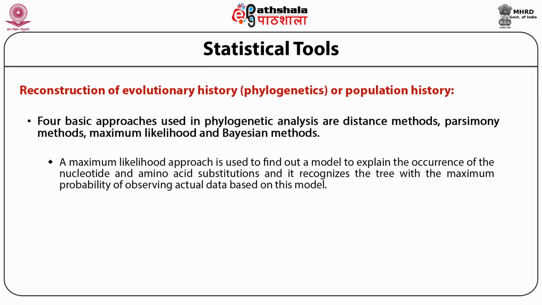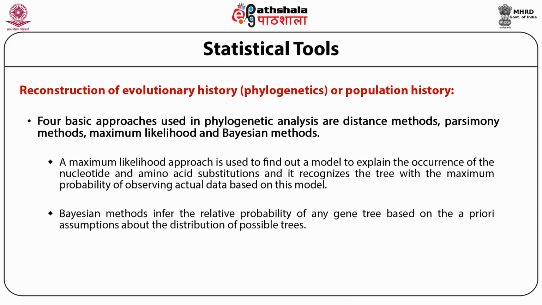Third, a maximum likelihood approach is used to find out a model to explain the occurrence of nucleotide and amino acid substitutions, and it recognizes the tree with maximum probability of observing the actual data based on this model. And lastly, Bayesian methods infer the relative probability of any gene tree based on prior assumptions about the distribution of possible trees.